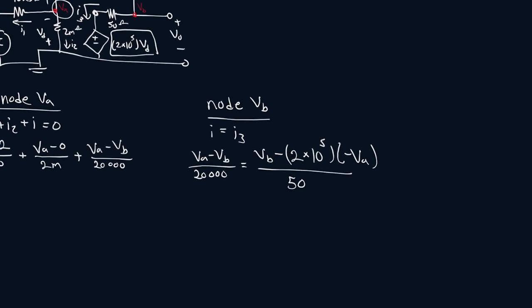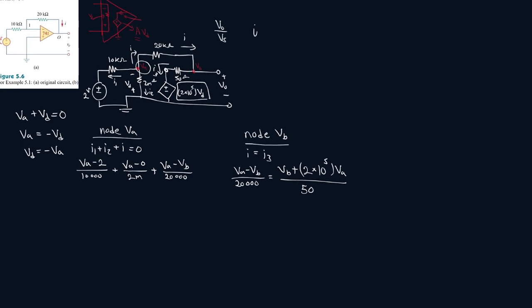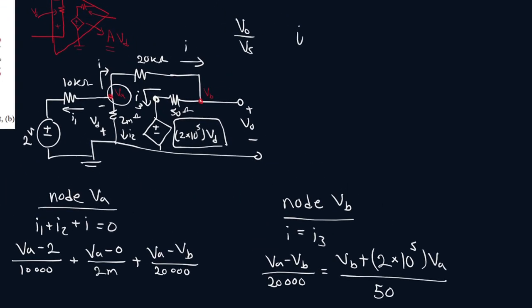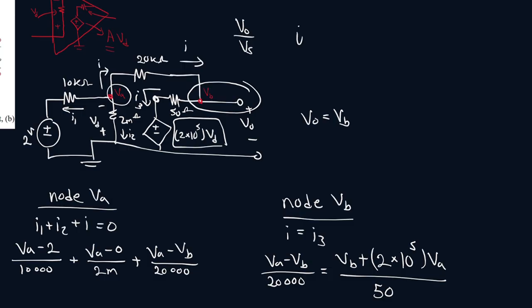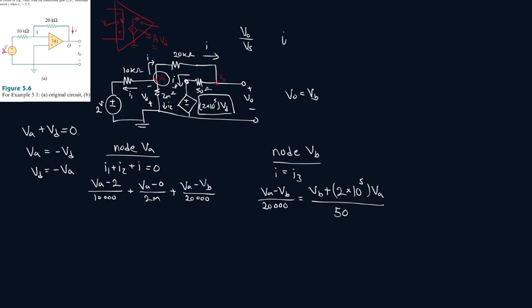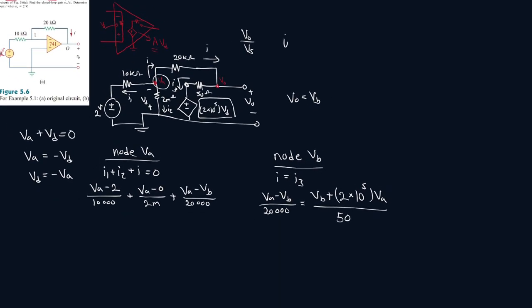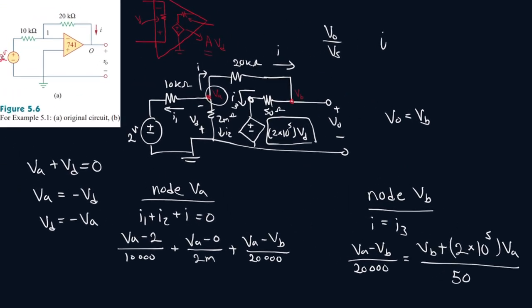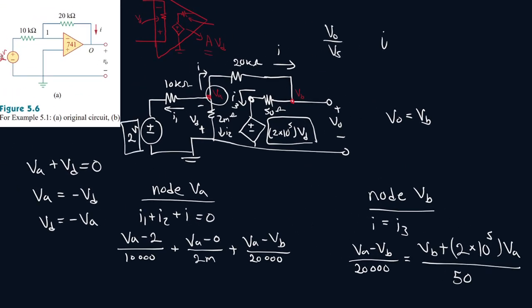There we go. So this turns into positive, and this will just be VA. Okay, and we also notice that VO will be equal to VB, because the VO will be the voltage across this wire. Okay, so let's solve for that. And oh yeah, and then VS is pretty much just 2, because that's what it said in the question.